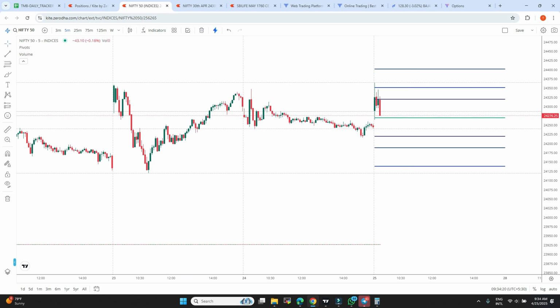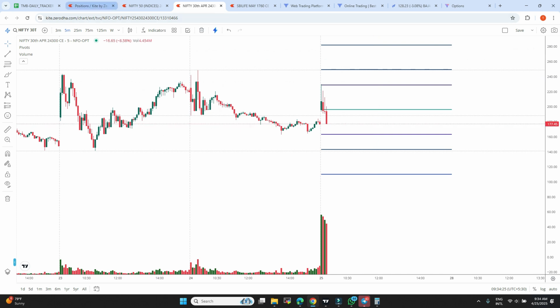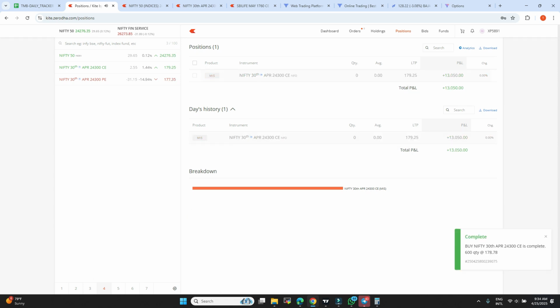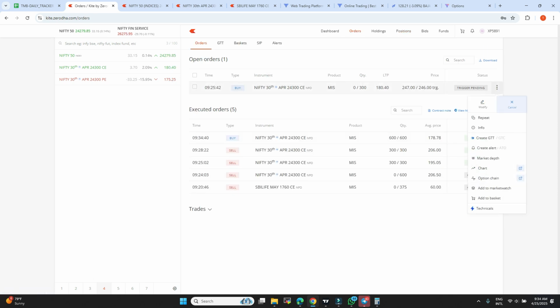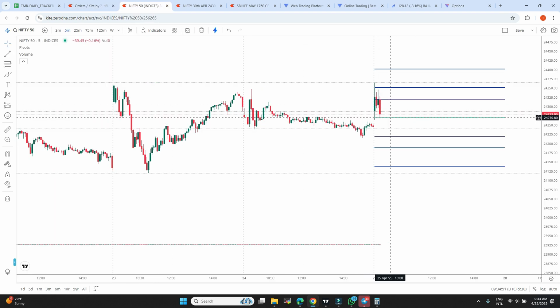Now next target is this one. What is the options target? Okay, 175. 13,000 profit is there. Okay, I'm canceling my stop loss. This is a very small scalp trade, because here CPR is there and a day low is there. So there is a probability of bounce back here.